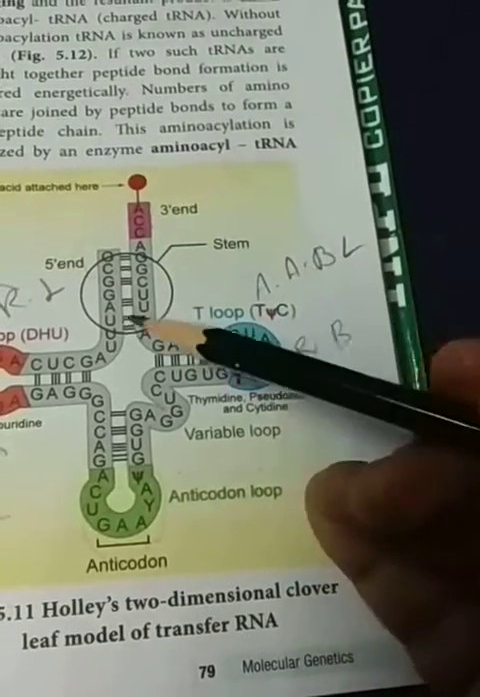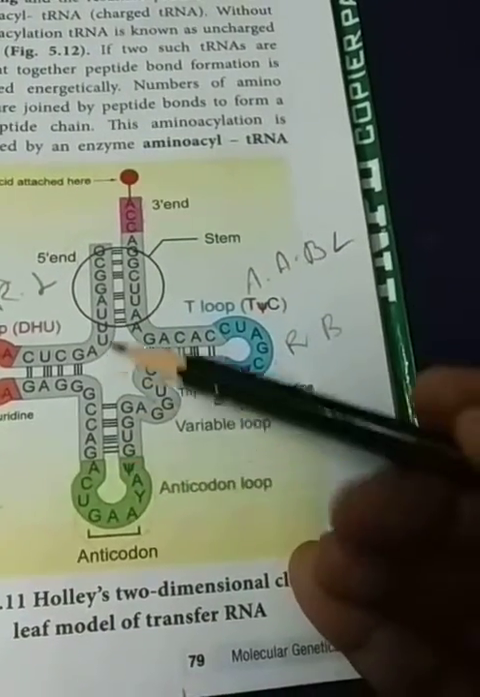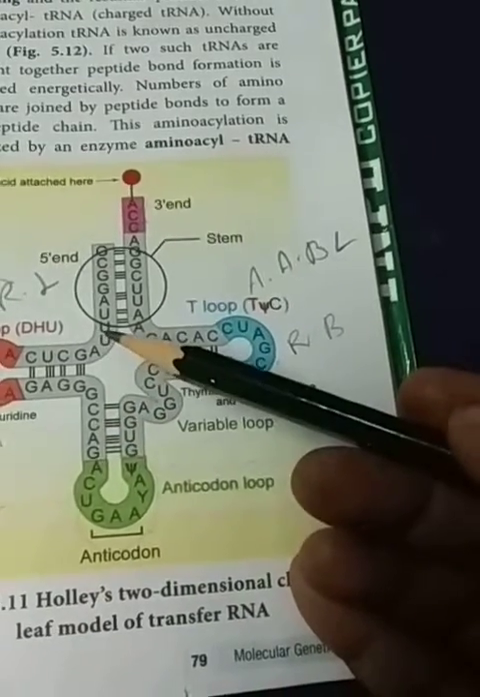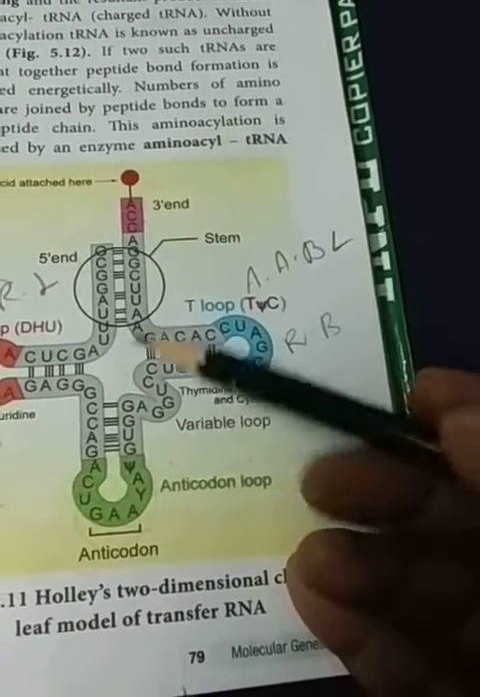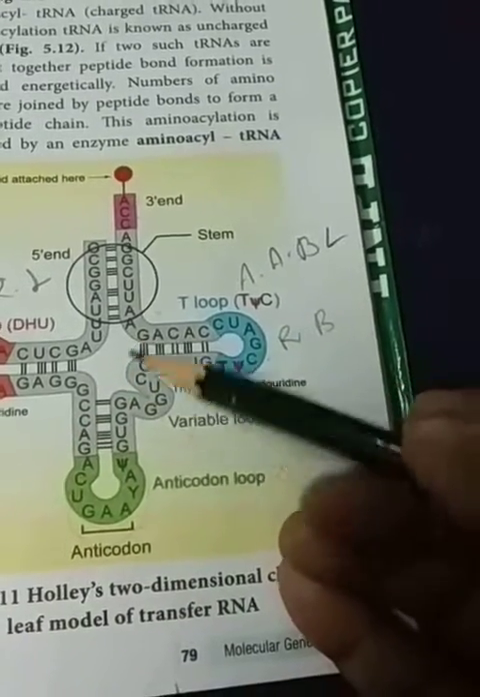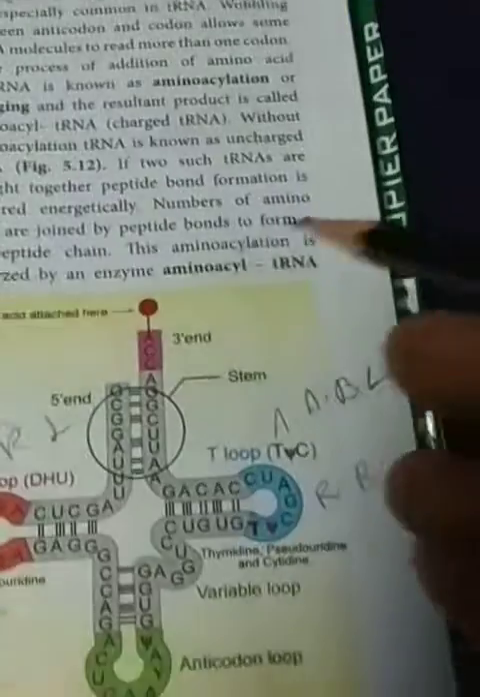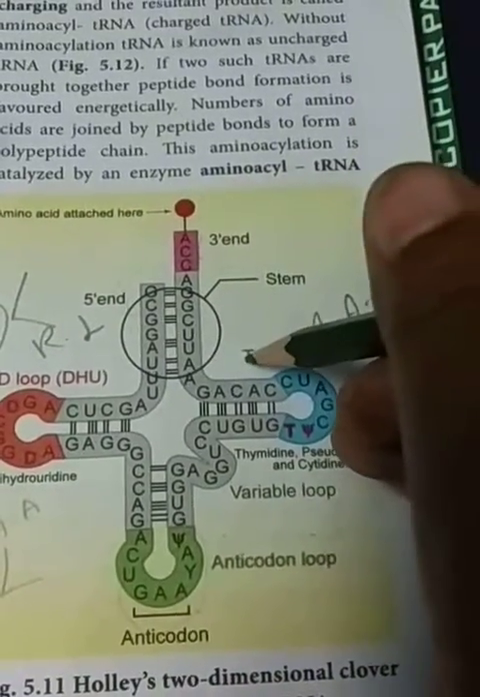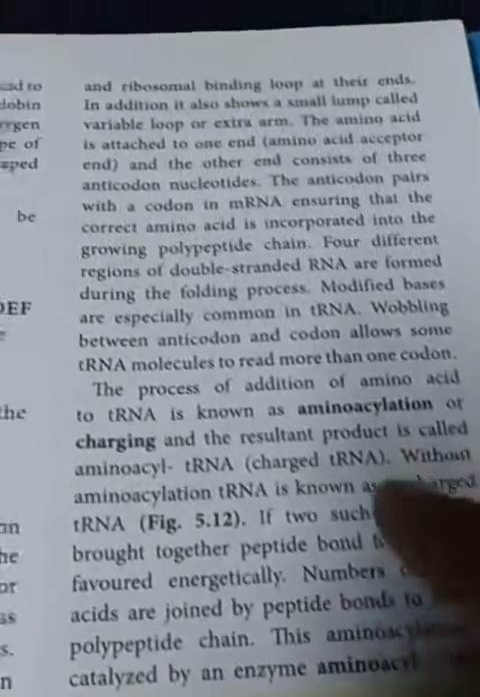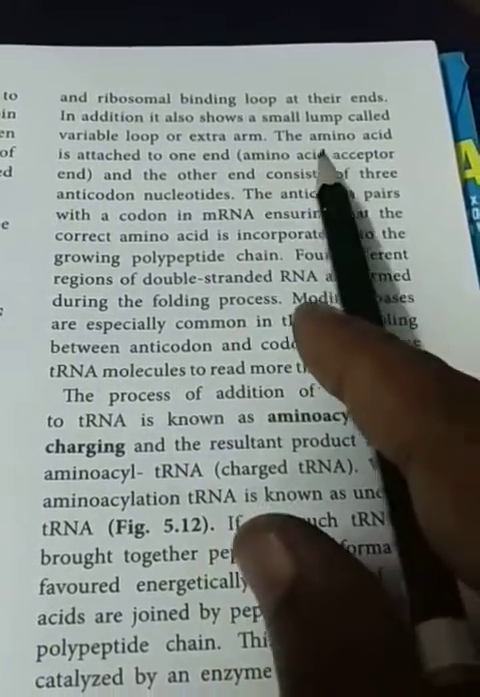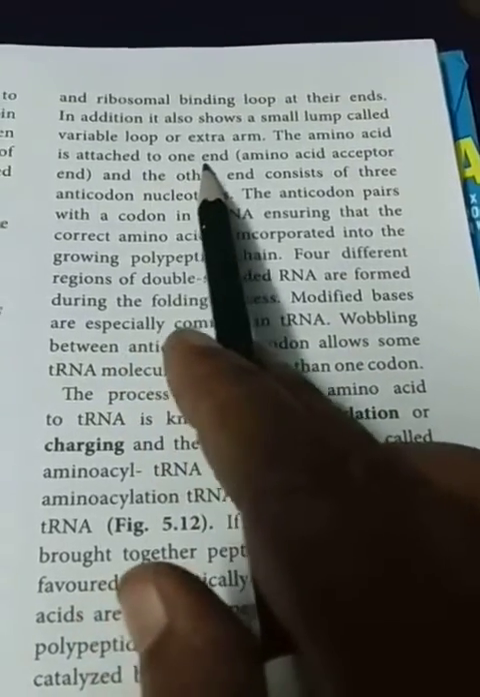So when the codon and anticodon are correctly paired in the mRNA, it helps to grow the length of the polypeptide chain. This is the cloverleaf model of a tRNA. The variable loop makes 4 loops in all. Then the amino acid is attached to one end.